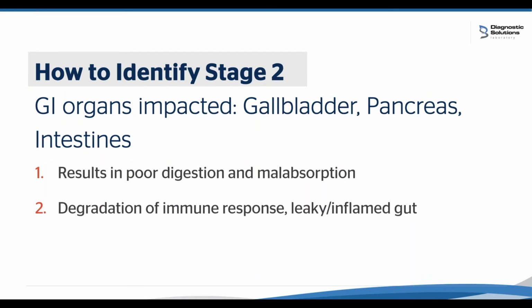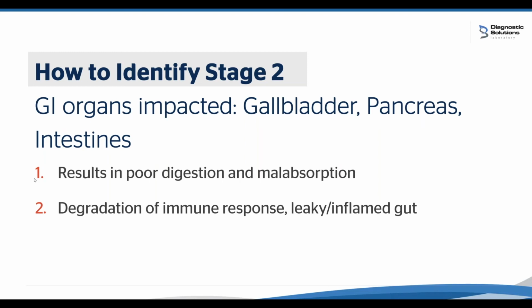So there we got it. Stage 1, microbiome. Stage 2, now the organs are not doing well. Gallbladder, pancreas, maybe the small intestine. You're going to have poor digestion, malabsorption, degradation of the immune response. The leaky gut is happening. The inflamed gut is happening. It's just kind of like a living nightmare. But it's not just the microbiome, which is considered almost an organ to itself. Now that human's organs are directly involved.